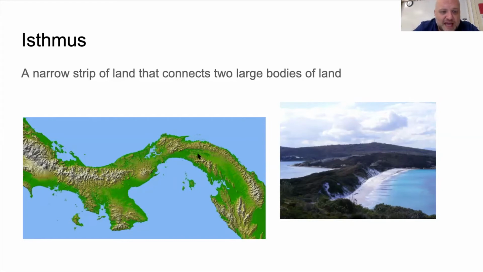This is the Isthmus of Panama. It's going to connect North America to South America. Between Africa and Asia, there is the Isthmus of Suez, or the Suez Isthmus, that connects those two places together.